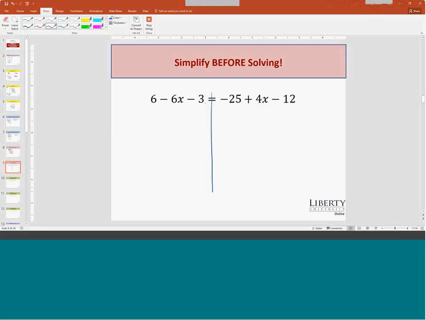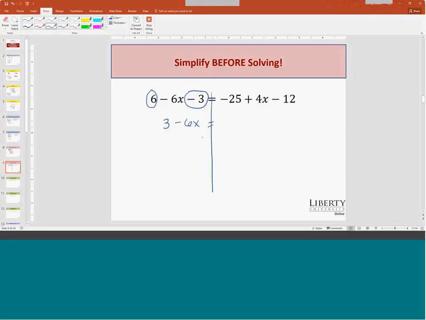This looks like a longer equation than what we've been looking at. Well, that's because the expressions on the left and the right side of the equation have not yet been simplified. So I have 6 minus 6x minus 3. Well, I have two constant terms, two constant numbers, 6 and minus 3. So I combine these before I begin to solve. I don't want to just jump right in and subtract 6 from both sides, because where do you subtract the 6? You have to simplify before solving. So 6 combined with minus 3 is going to give me a 3.